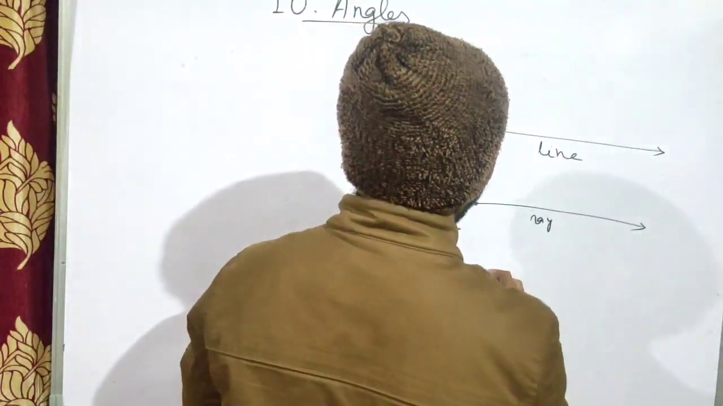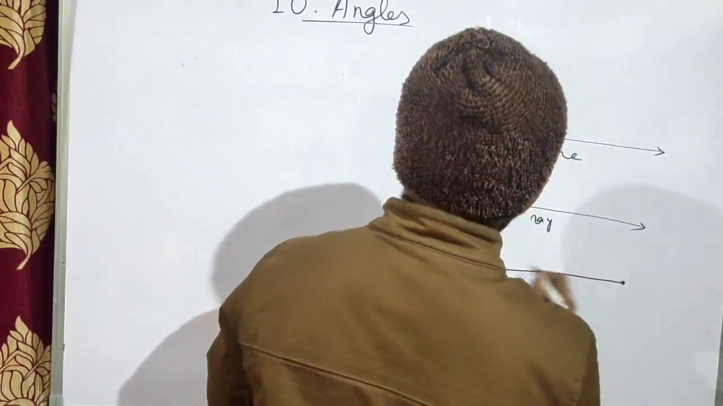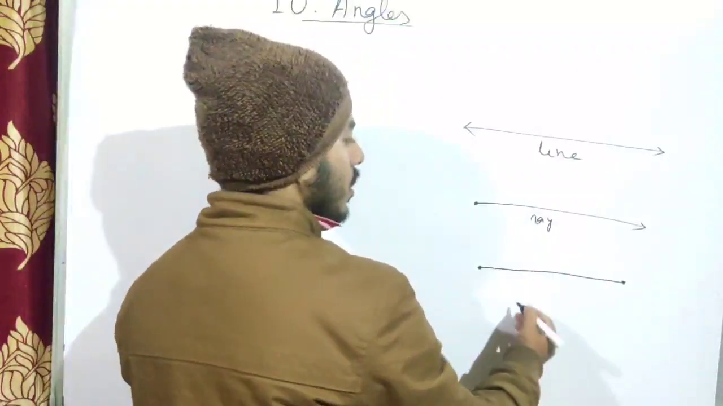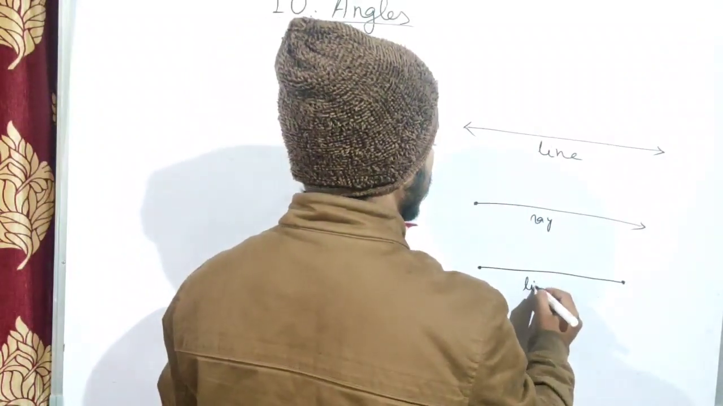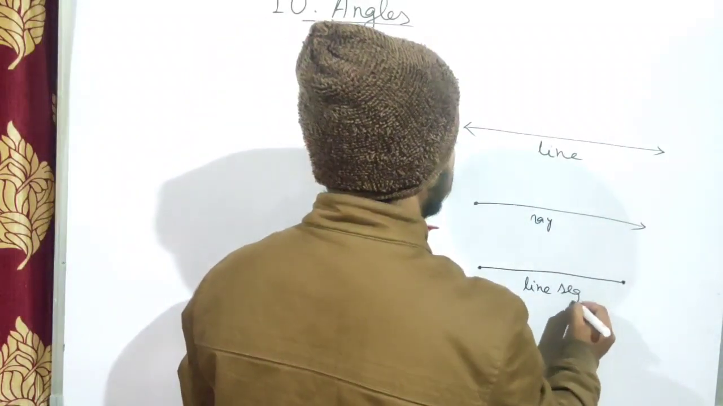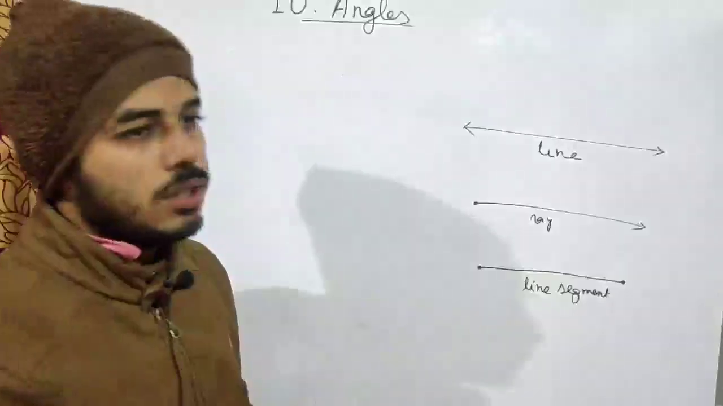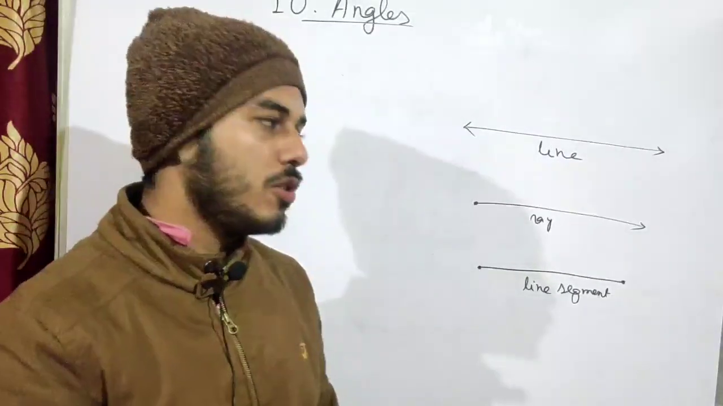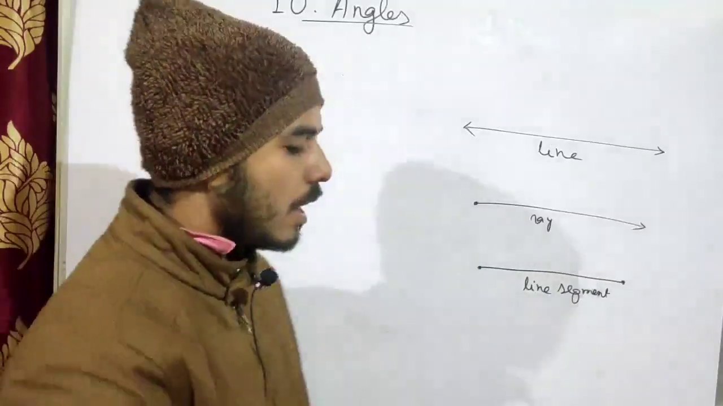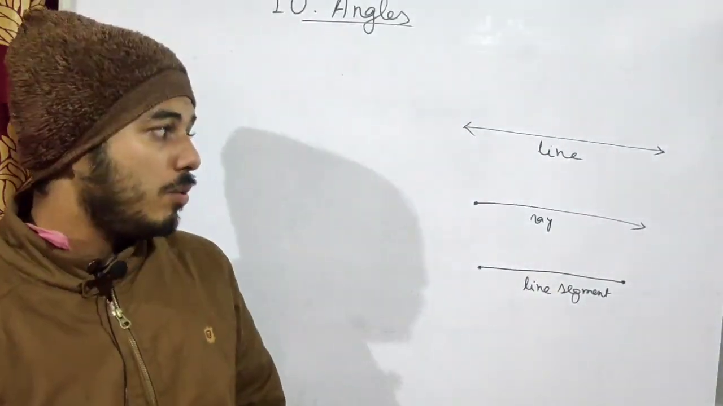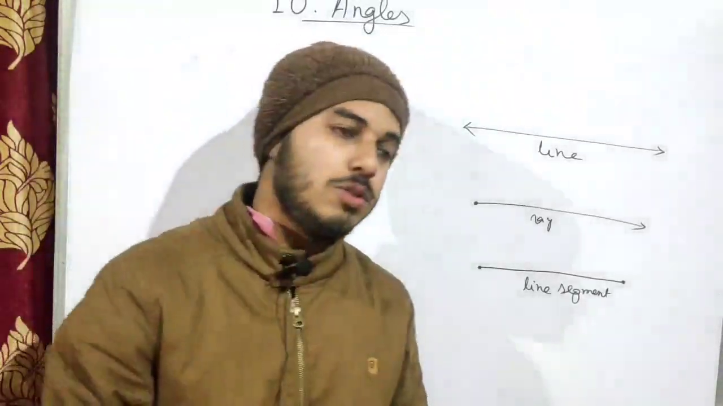Next comes the line segment. Look, we have 2 points on both sides, so it becomes a line segment. That is, it has both a starting as well as an ending point. Now for making angles, we may have a line, we may have a ray, we may have line segments also in angles.